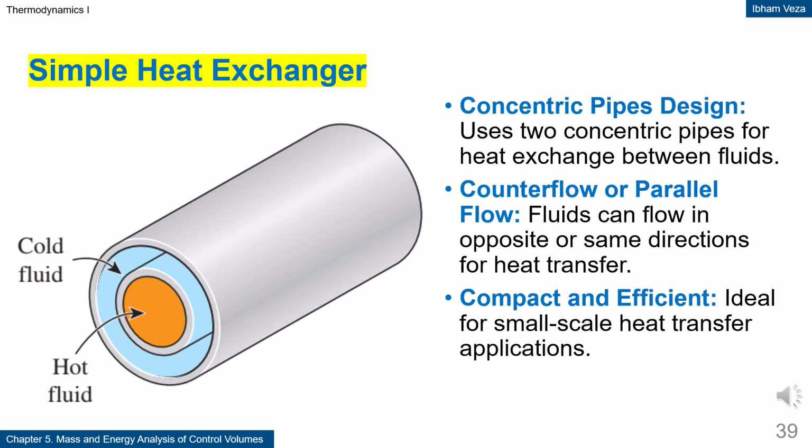A simple heat exchanger often uses two concentric pipes. Hot and cold fluids flow to exchange thermal energy. The flow arrangement can be parallel or counterflow to control heat transfer effectiveness. This device is widely used in small-scale applications. Its analysis is performed using energy balances on each fluid.